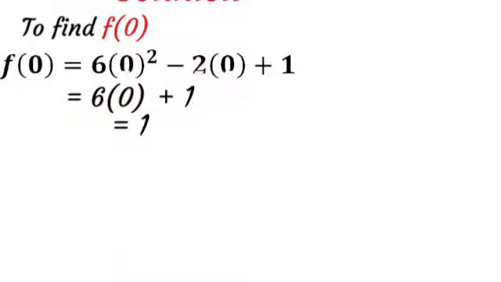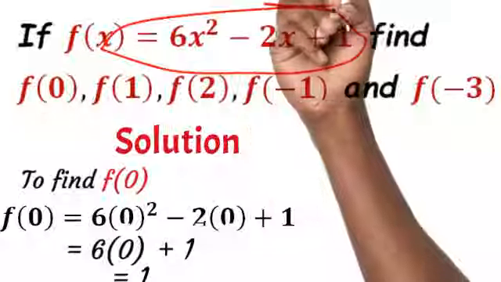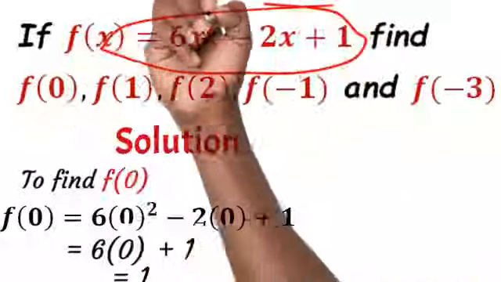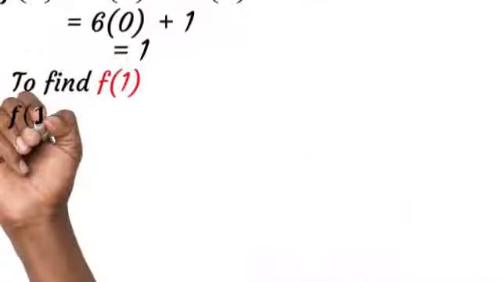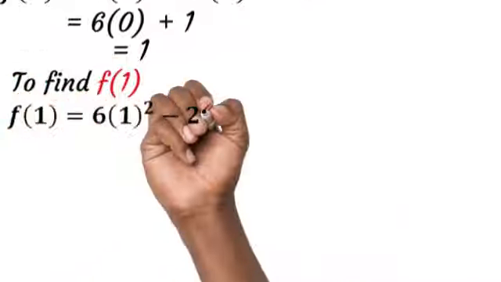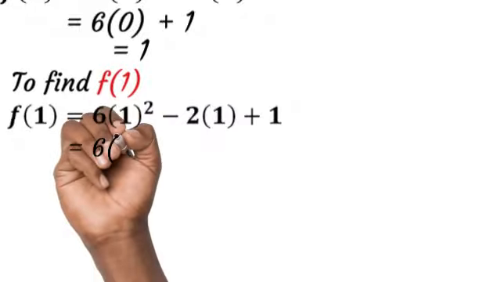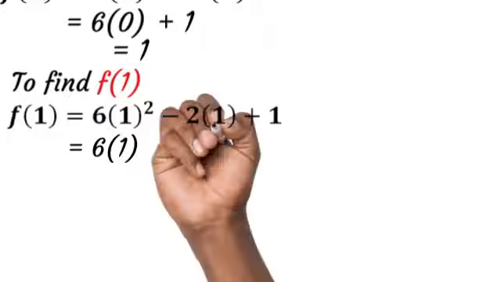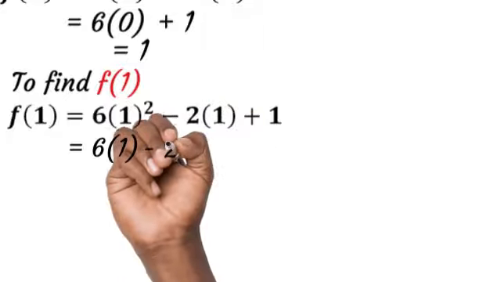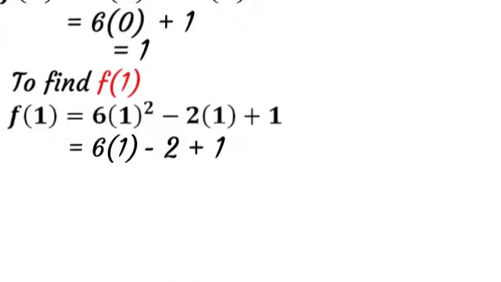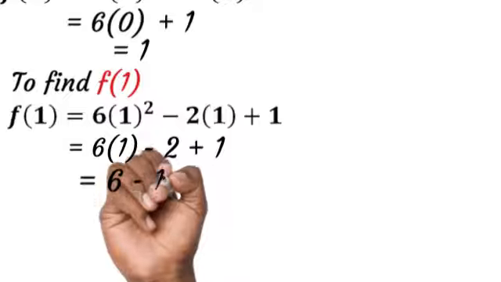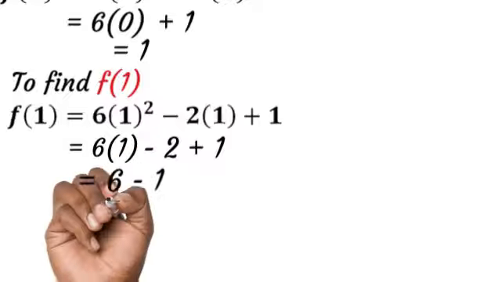Now, to find f of 1, I have to replace x with 1 in this equation. So that will be f of 1 equals 6 times 1 squared minus 2 times 1 plus 1. So 1 squared is 1, so we have 6 times 1, minus 2 times 1 is minus 2, plus 1. Now, 6 times 1 is 6. Minus 2 plus 1 is minus 1. So 6 minus 1, we have 5.